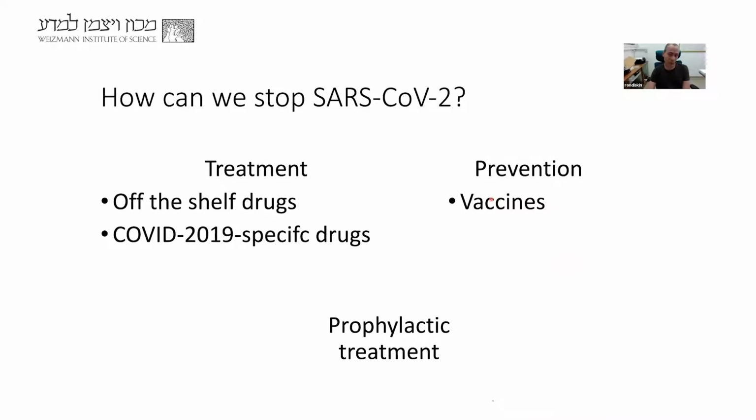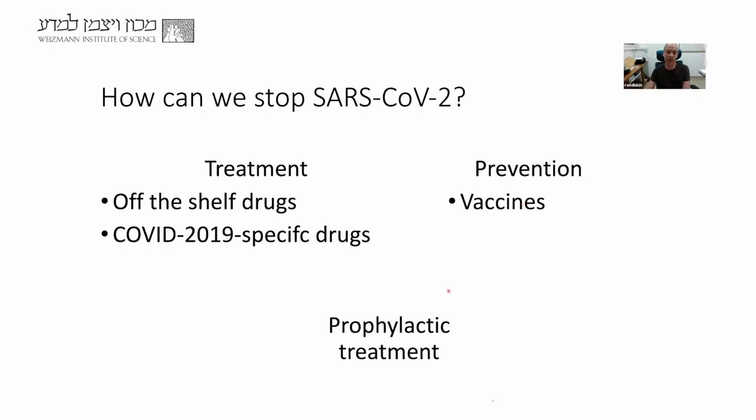So we can think about different things. First of all, we can think about treating the virus itself, treating infected individuals, of course. And from that, we can either use off-the-shelf drugs that might be available, and we'll see which ones might actually do that, or, of course, some specific drugs that will be developed against this particular virus. Now, if we talk about large-scale prevention, then the only real method of doing that is vaccination. So we'll talk a little bit about vaccines.